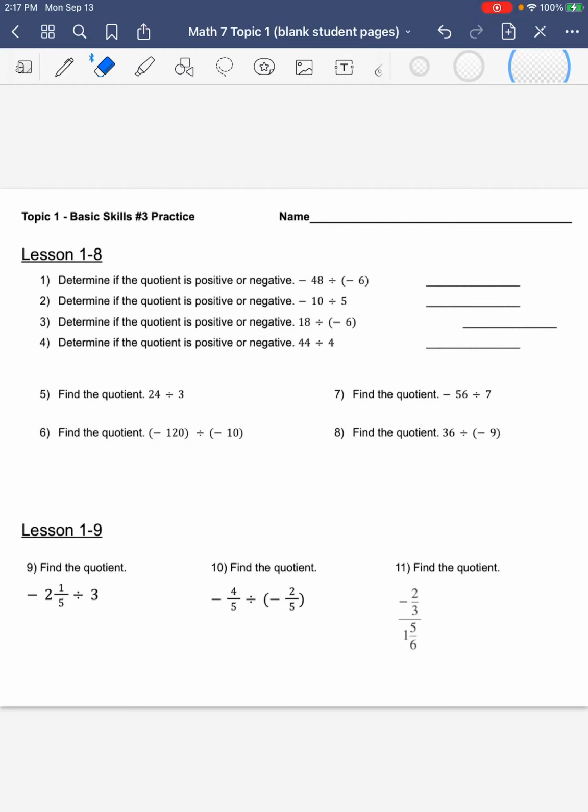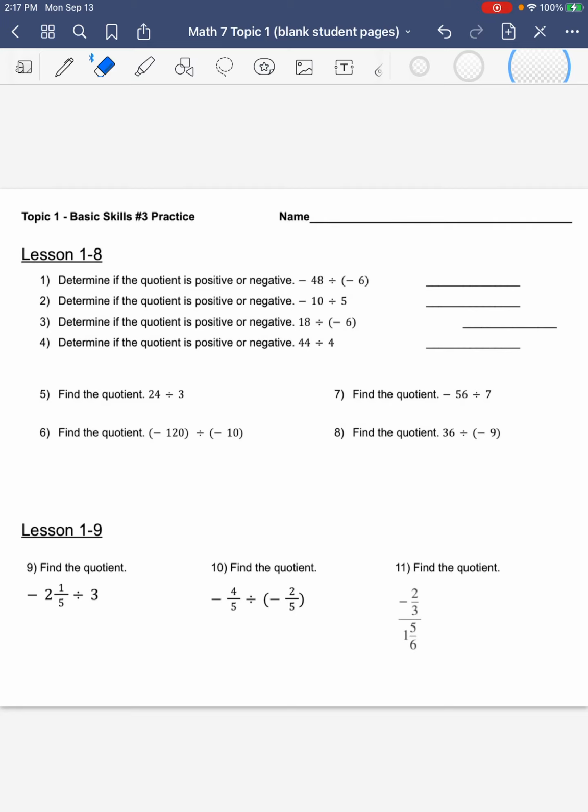Hey y'all, let's check and correct our answers to the basic skills number 3 practice. Remember, you will have a basic skills assessment, one of those green paper quizzes, in class tomorrow, and it looks just like this. Again, it will be 30 points and it will be in Delta Math. But because it looks just like this, I am confident that you are going to do very well on it. So let's get started checking our answers.